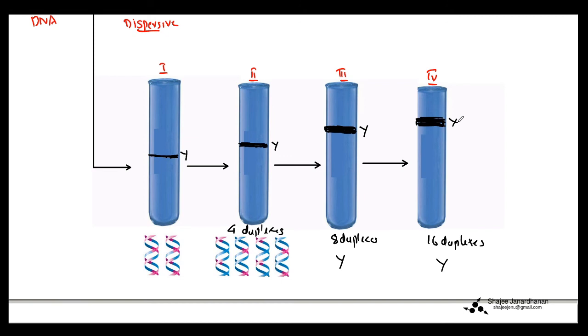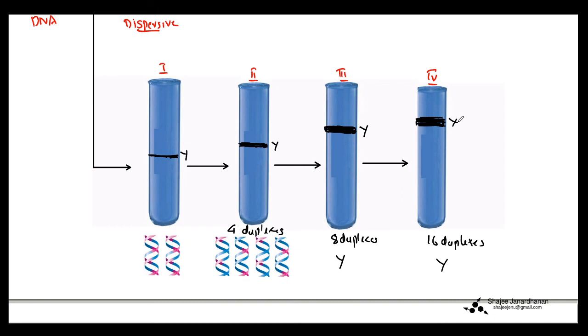They are denser than the typical light band, and they are lighter than the typical heavy band. So when you look at the dispersive mode of replication, you find that in all the generations, including the parental generation, you will find only one band. In the parental generation, that one band is the heavy band, whereas when you come to the daughter generations, first, second, third and fourth, there will be only a single band that corresponds to the hybrid band.